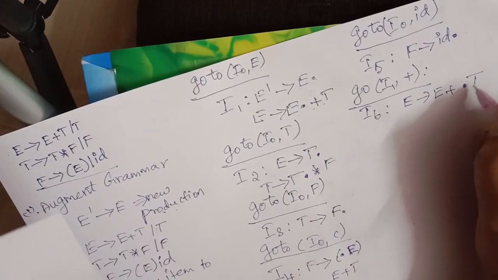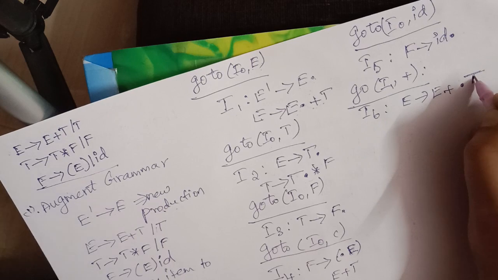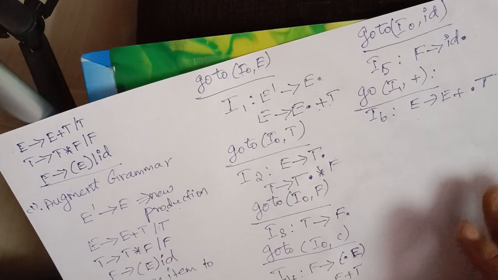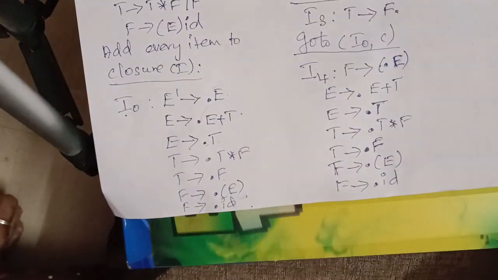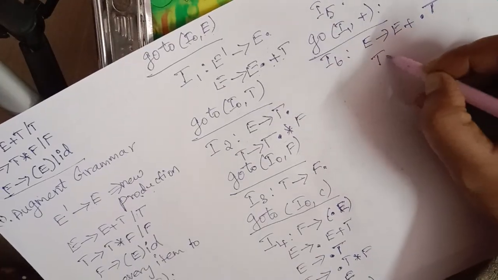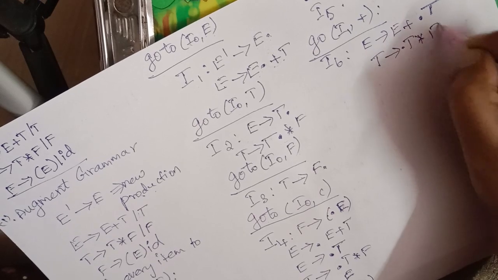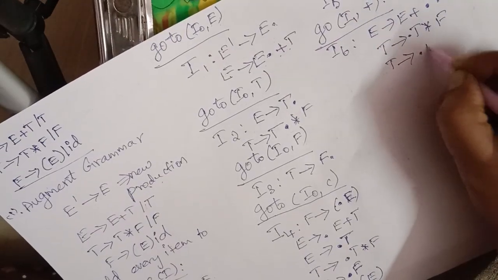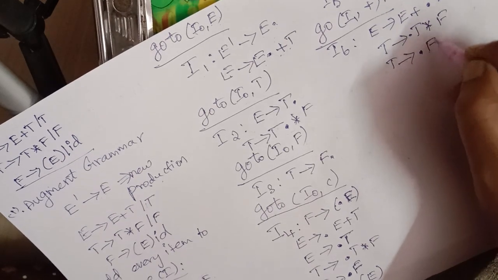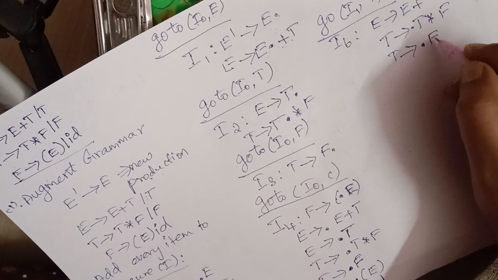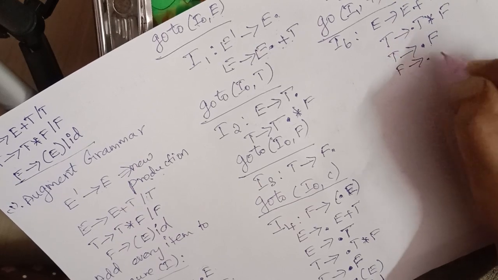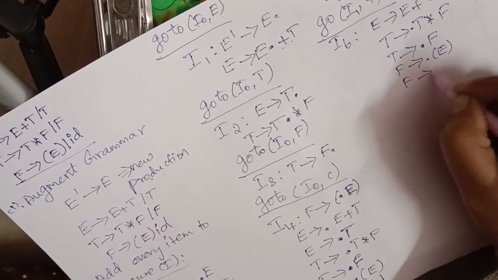Now see, after the dot we have a non-terminal, so obviously we will write productions for this. What are the productions of T? Keep on writing: T tends to dot T star F, and T tends to dot F. Again, after this dot we have a non-terminal, so this has some closure values and I can expand this. So I'm writing F tends to dot E and F tends to dot id.